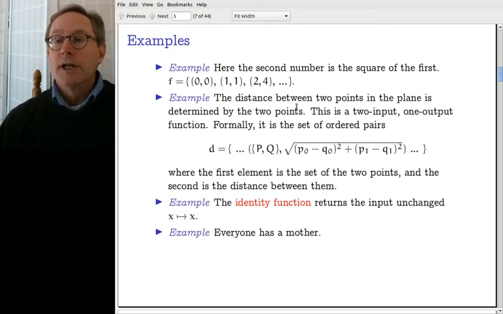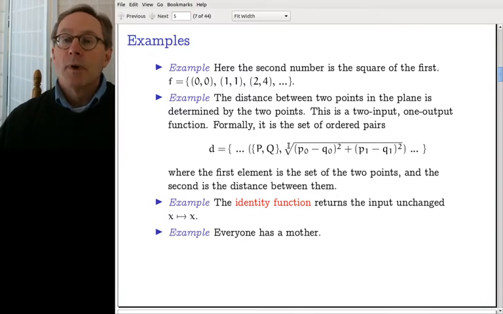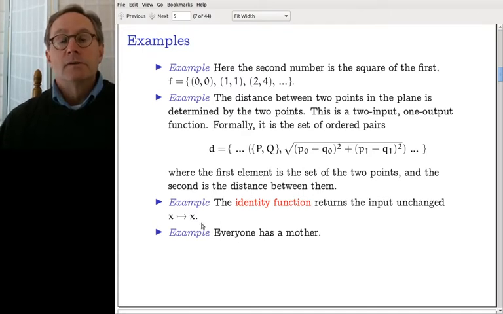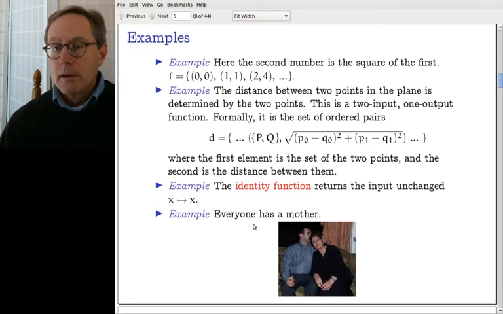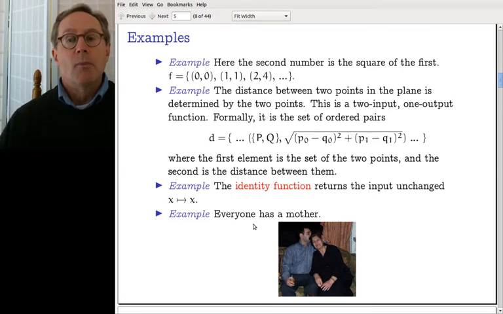Another example of a function is that the distance between 2 points in the plane is determined by the 2 points. So here the distance takes an ordered pair. See the ordered pair open paren and the ordered pair closed paren? There I've got p comma q, so that's the 2 points. And then it's the familiar Pythagorean distance formula: p0 minus q0 squared plus p1 minus q1 squared, all take the square root. The identity function returns whatever you gave it as input. And finally, for a more general function, everybody has a mother. That is to say, for each input person, there is an associated output mother.